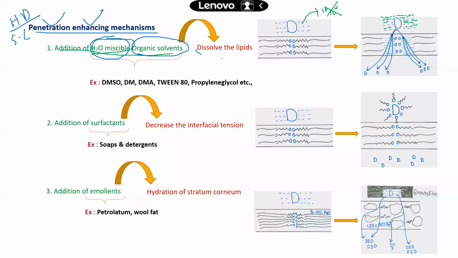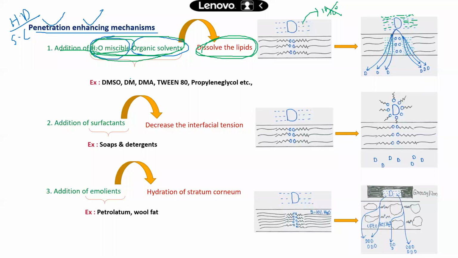Okay, the mechanism is dissolving the lipid. How can it be dissolved? By addition of agents. Which agents? Water miscible organic solvent. These are called penetration enhancers. This agent is called a penetration enhancer, and dissolving the lipid is called the penetration enhancing mechanism. First lipids are dissolved, thereby the permeability will be increased, the penetration of drug also increases, bioavailability also increases.